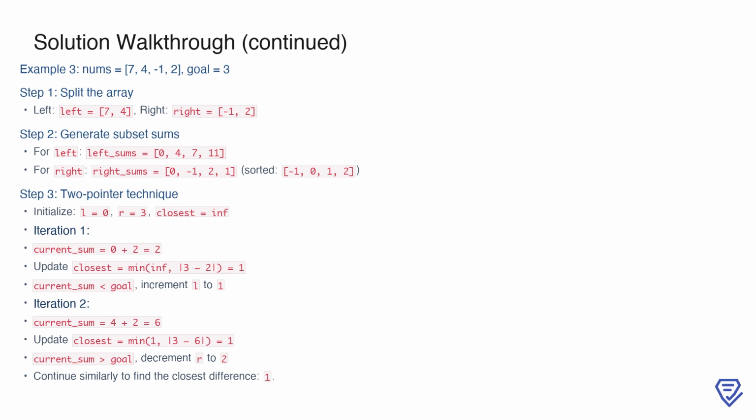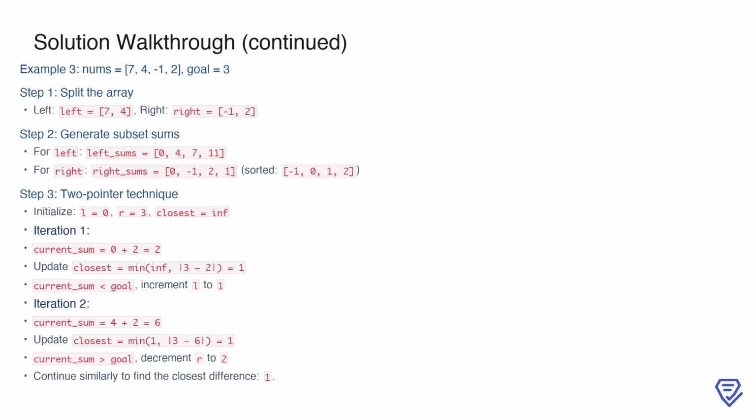In the first iteration, the current sum is 0 from left_sums and 2 from right_sums, totaling 2. The difference from the goal is 1, so we update the closest difference to 1. Since the current sum is less than the goal, we move the left pointer forward. In subsequent iterations, we continue comparing sums, but no smaller difference is found, leaving the closest difference for this example as 1.